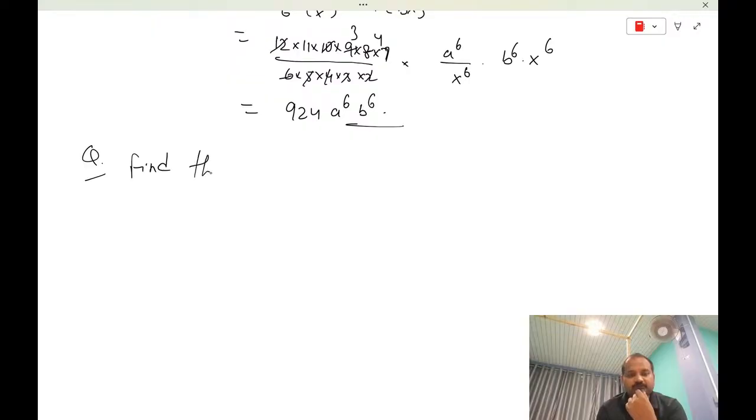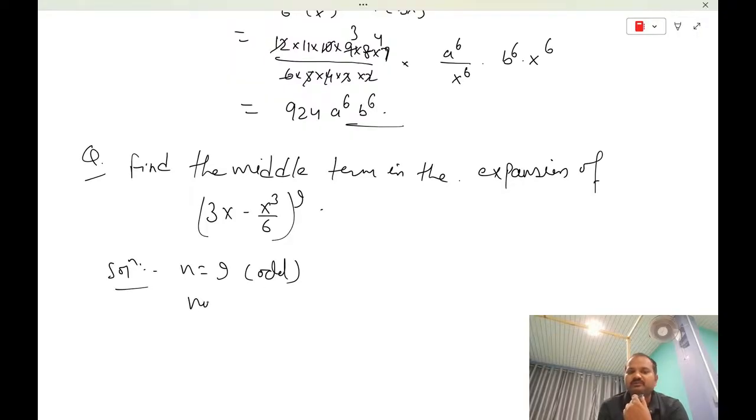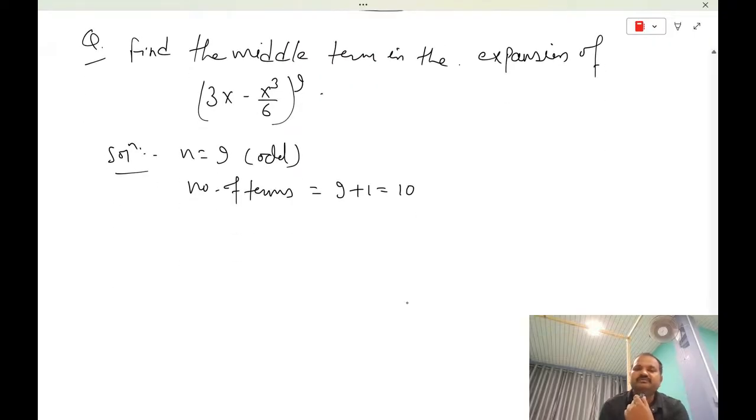Find the middle term in the expansion of 3x minus x cube by 6 whole to the power 9. So here we can see n is equal to 9, which is an odd number. So the number of terms in the expansion will be n plus 1, that is the total number of terms will be 10.